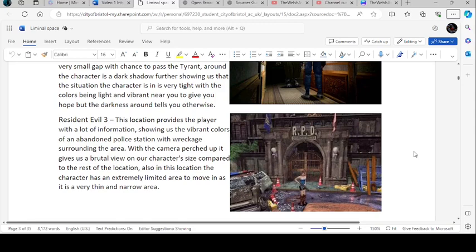Also, in this location, the character has an extremely limited area to move, as it is a very thin and narrow area. By this image, what I mean is that this road here is all we have to move as we play as this character. And by the colours, it shows quite vibrant colours. However, this is all attracted to the eye, but the mind is always subjugated by the single pathway you have, as it is very narrow.